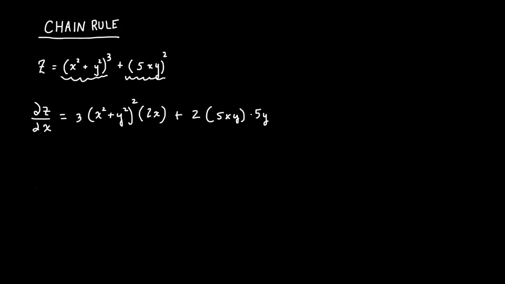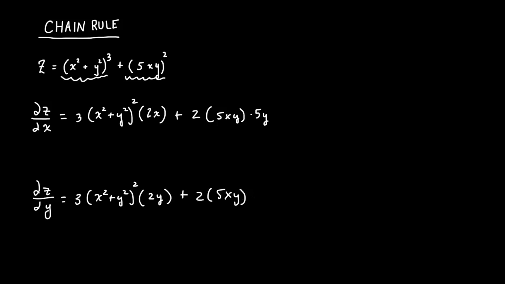Let's leave a little space here, and then we're going to find par z par y. And we have the same deal. 3 stuff to the power of 2 times the derivative of stuff with respect to y, plus 2 stuff to the power of 1 times the derivative of stuff with respect to y.